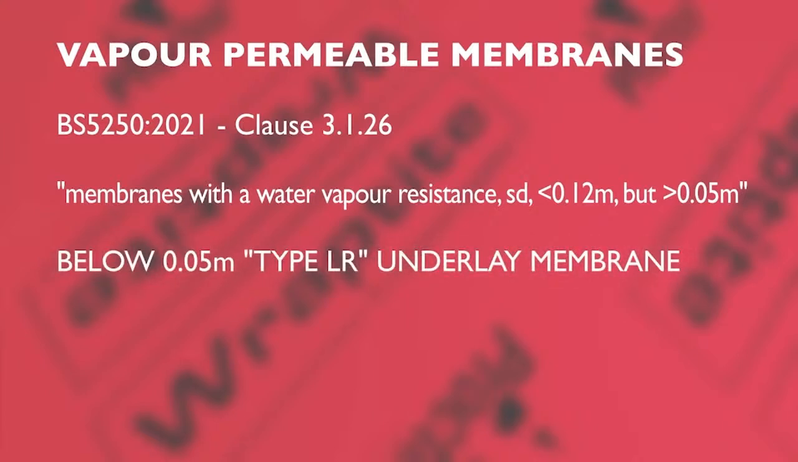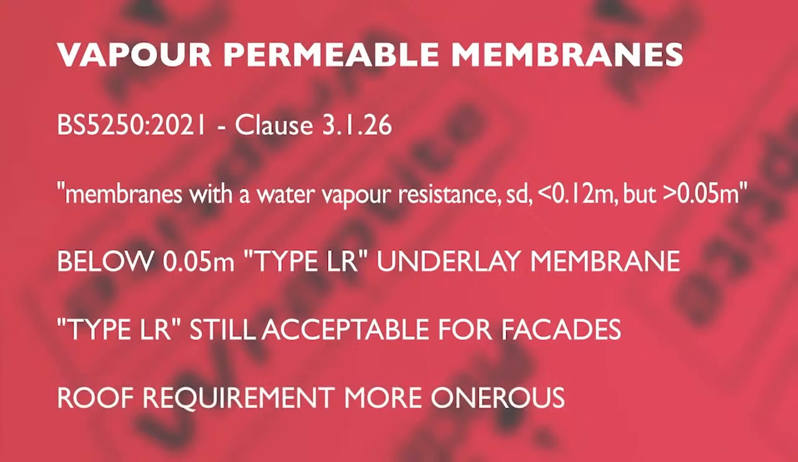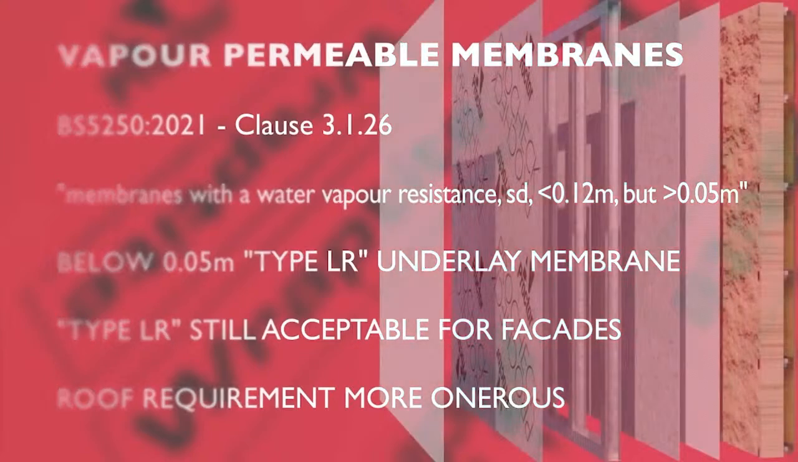Vapor permeable membranes of below 0.05 meters are technically classed as being type LR roof underlays, and therefore are typically used in slated or tiled roofs rather than walls. This does not mean that a walling underlay that is 0.05 meters or lower cannot be used, as it's still applicable as a vapor permeable membrane. Pitched roof applications require a higher level of vapor permeability to function effectively compared to walls, which BS 5250 recognizes by separating vapor permeable membranes into two classes: vapor permeable membranes and LR low resistance underlays.